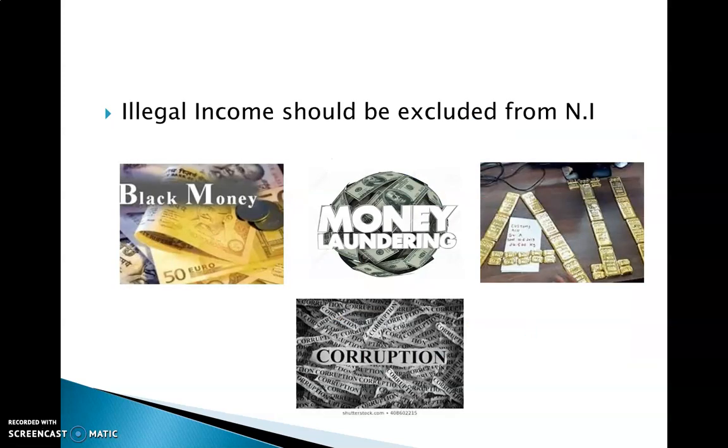The next point, any kind of illegal income or income from wrong sources, for example, smuggling, black marketing, hoarding, corruption, hawala money. All these incomes are illegal income. Income from wrong sources should not be included in your national income calculation. It should be totally avoided. It should be totally excluded from national income calculation.